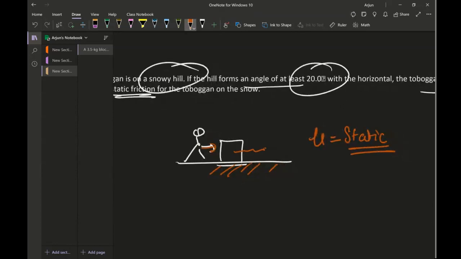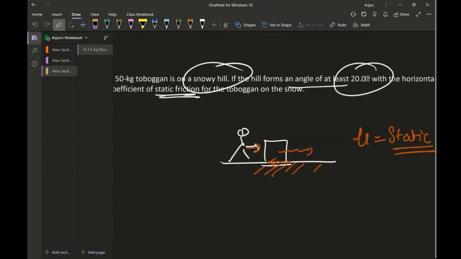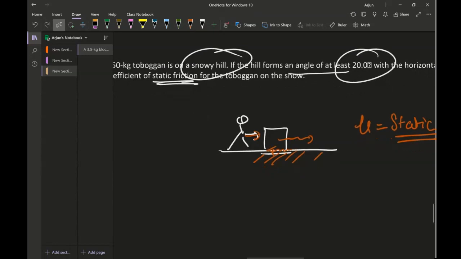Once the object starts moving, there is a frictional force also acting in the opposite direction. At that time, the frictional force acting is the kinetic force of friction, and the coefficient of friction will be the kinetic coefficient of friction. So hopefully you were able to understand what static is. Static means the object is not moving or is about to move. Both are considered static.